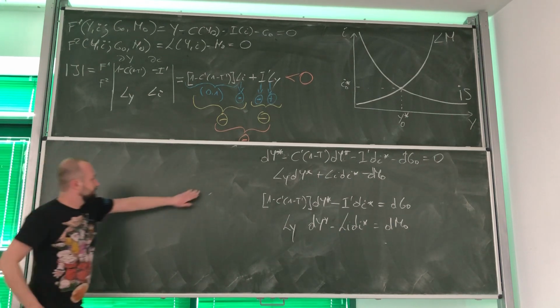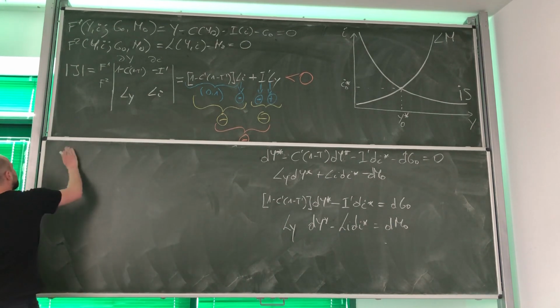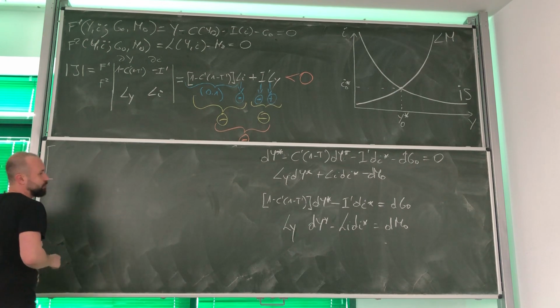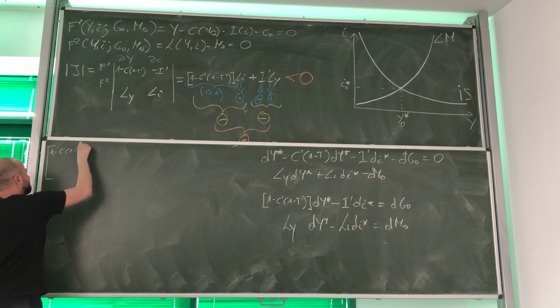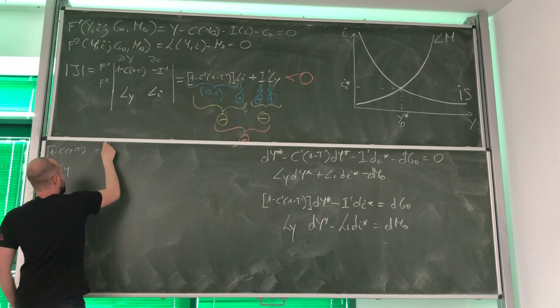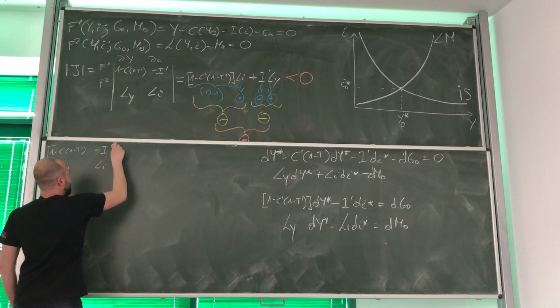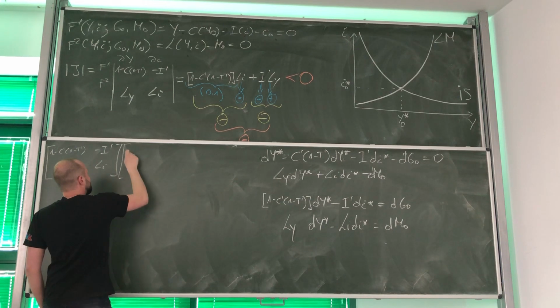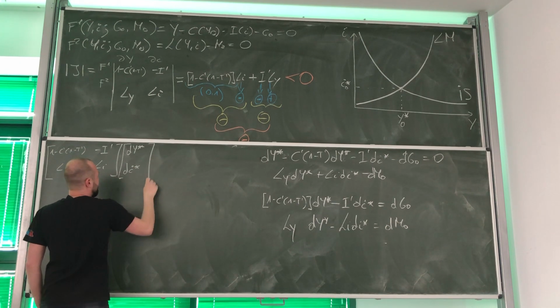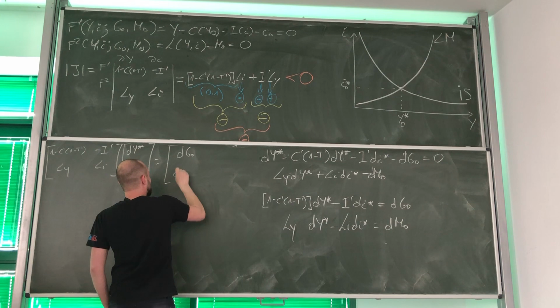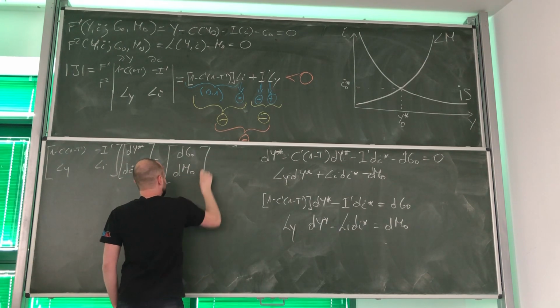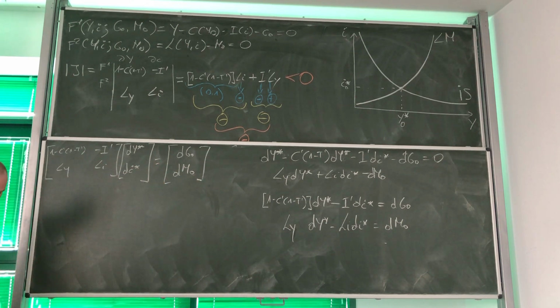Okay, so I'm building a matrix of coefficients first. So this is going to be 1 minus c prime, 1 minus t prime, Ly, minus I prime, Li, and d I equals to dg0, dm0.